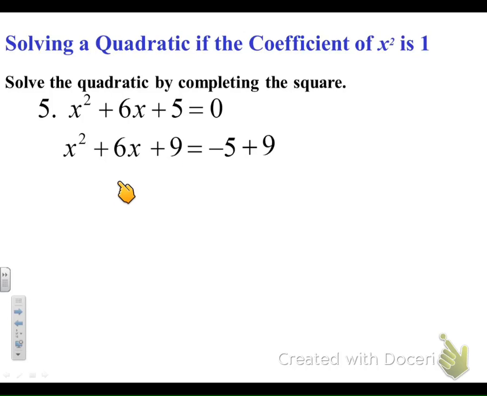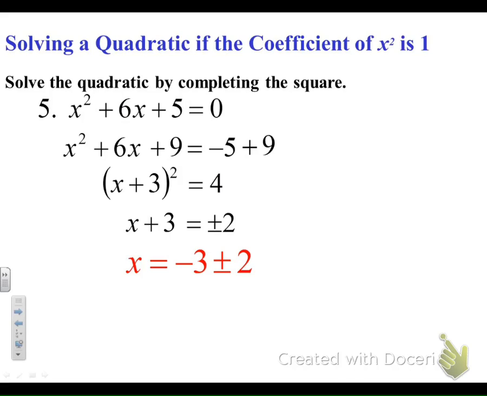I rewrite this left side as a perfect square. What multiplies to 9 and adds to give you 6 is positive 3 and positive 3, which can be written as x plus 3 quantity squared. Right side simplifies to 4. You take the square root on both sides and include the plus or minus. So when you take the square root of 4, it becomes plus or minus 2. I'm going to subtract 3 on both sides. And I can take this a step further. I can take negative 3 plus 2 and negative 3 minus 2, giving me my two answers, negative 1 and negative 5.